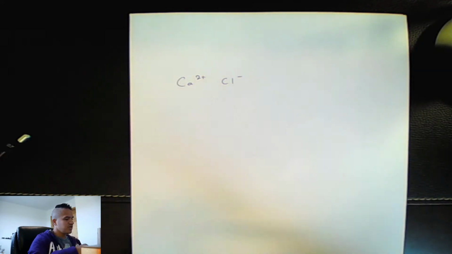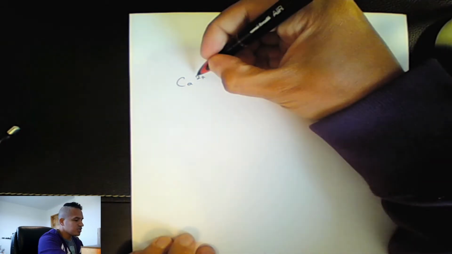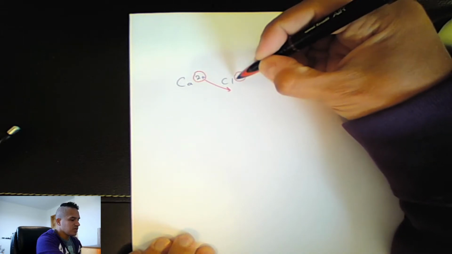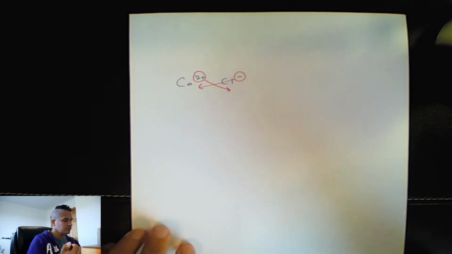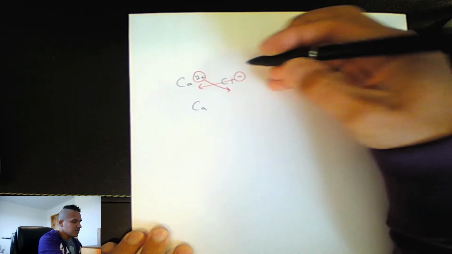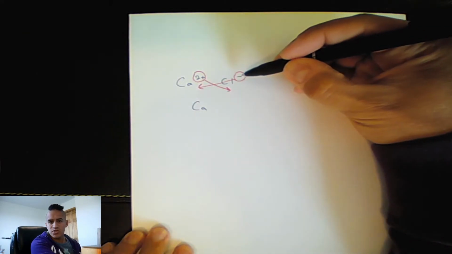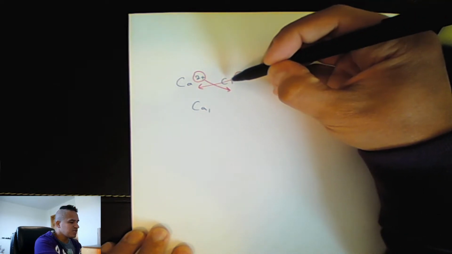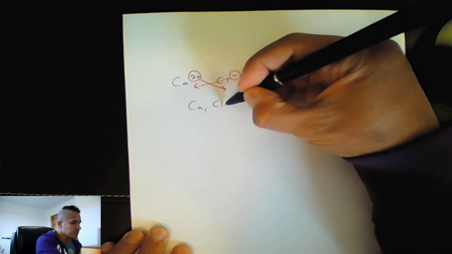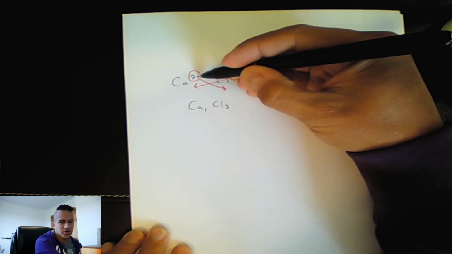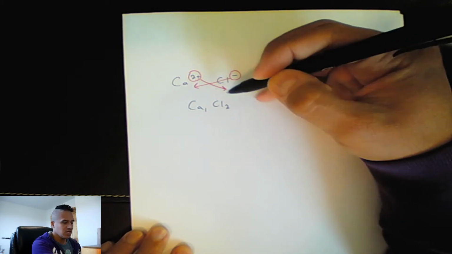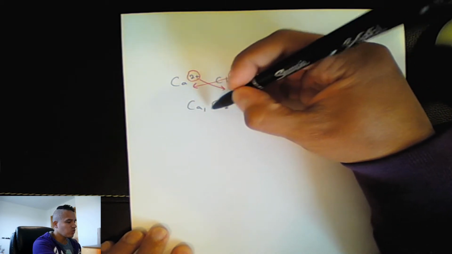What we can do is take the charge on the calcium, the number 2, drop it down onto the chloride, take the 1 and drop it down onto the calcium. So we're going to have Ca, and we're not bringing the negative. We're just bringing the number, which is a 1. So Ca1, and then Cl with a 2 on it. Again, we're not bringing the positive part, just the number. So we have Ca1Cl2.